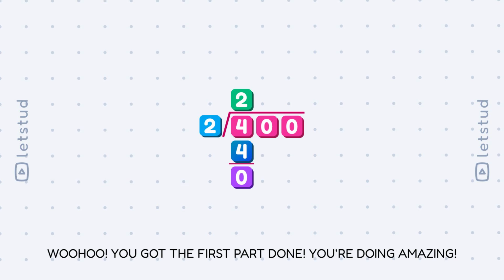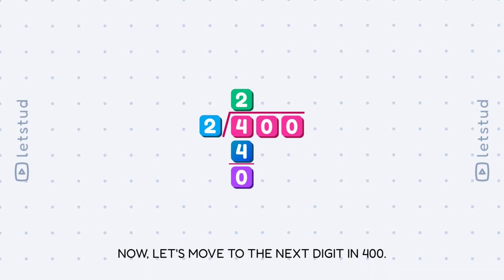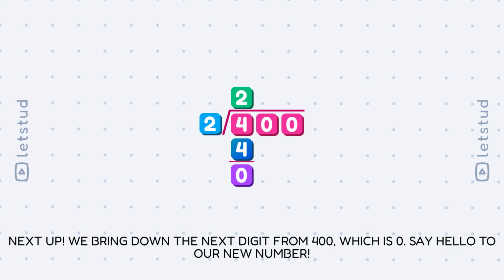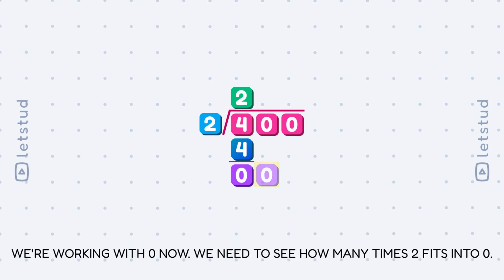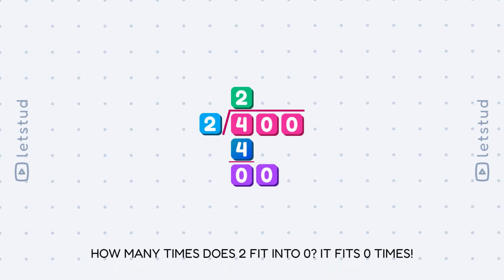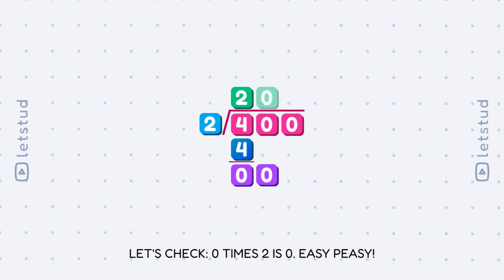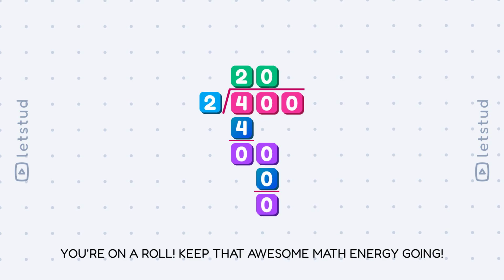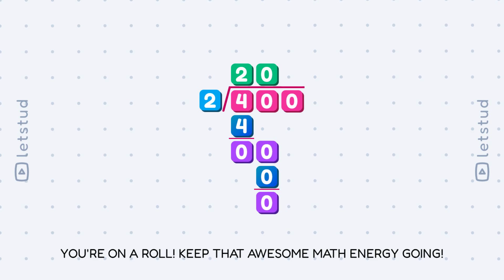You're doing amazing. Now let's move to the next digit in 400. Next up, we bring down the next digit from 400, which is 0. Say hello to our new number. We're working with 0 now. We need to see how many times 2 fits into 0. How many times does 2 fit into 0? It fits 0 times. Let's check. 0 times 2 is 0. Easy peasy. Subtract 0 from 0 and we get 0. Still no remainder. You're on a roll. Keep that awesome math energy going.